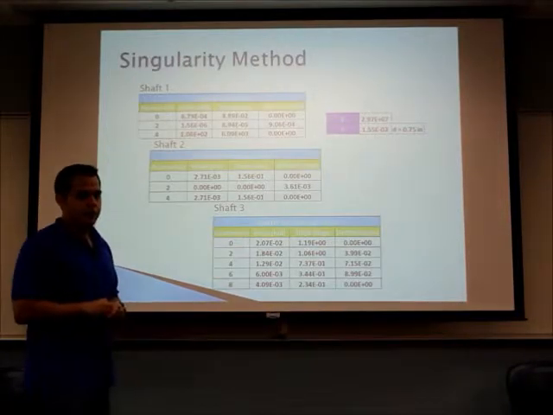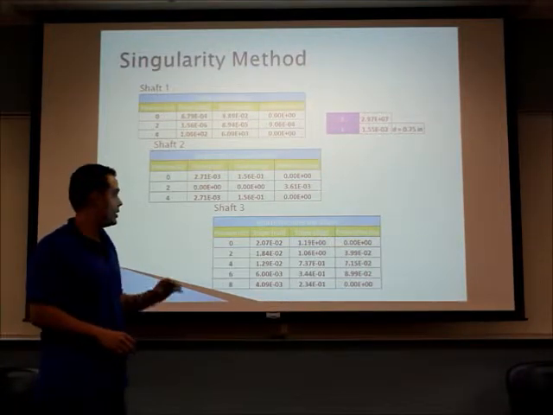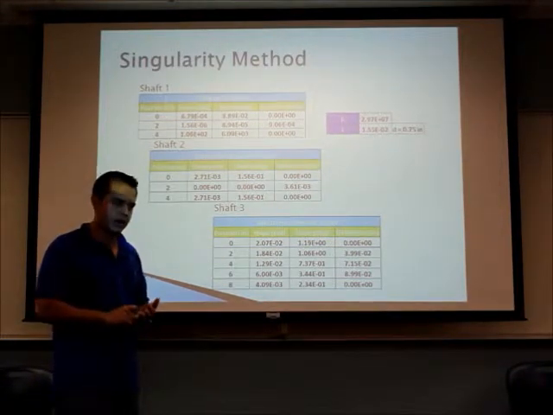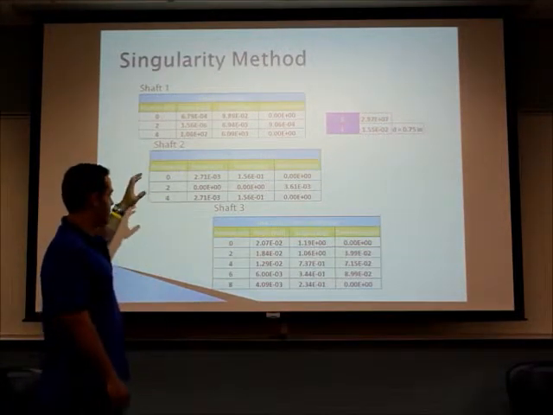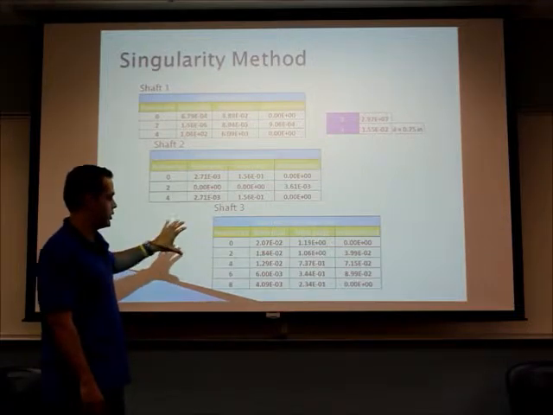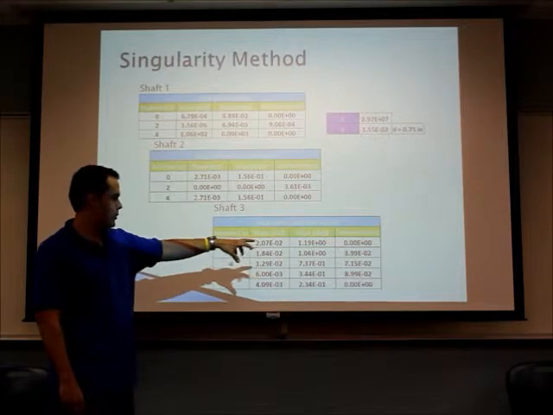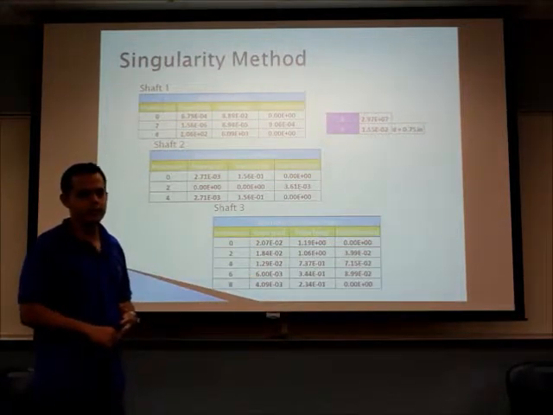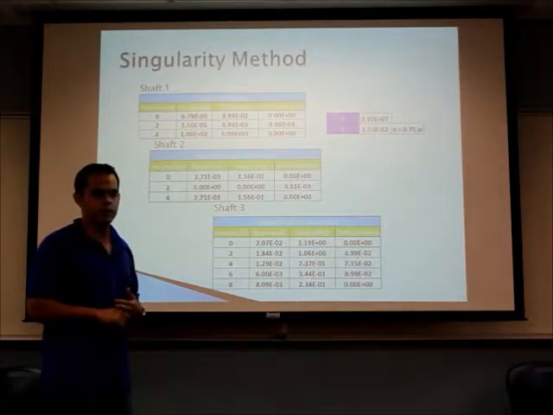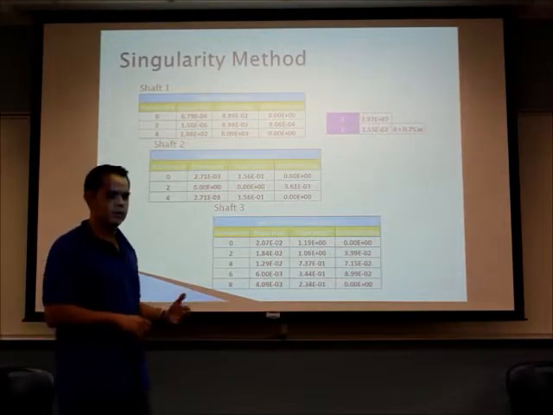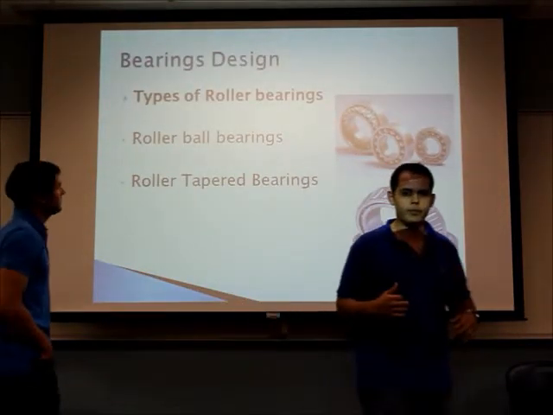For the slopes and deflections, we use the singularity method. Shafts 1 and 2 are 4 inches in length, and shaft 3 is 8 inches in length because it supports 2 shafts instead of 1. And these are the critical points at which the deflection was calculated. As you can see, the maximum deflection is 3.89 times 10 to the negative 2, which is not a significant deflection, meaning that the design is a safe design. Now I'm going to leave you with Orestes to talk about the bearing selection.